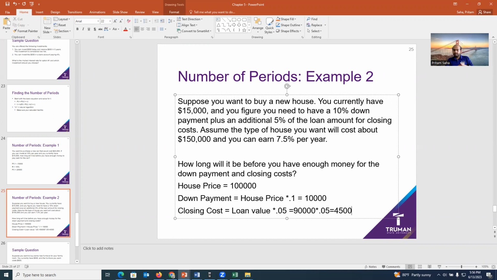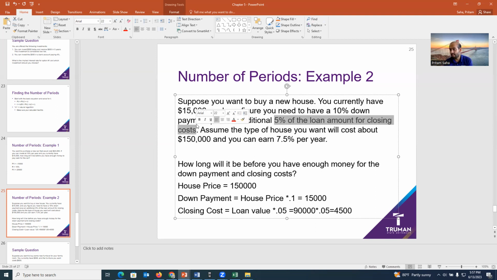Now let's go to the real example. House price 150,000 from here. You are paying 10% down. So down payment is always about the house price. That means 15,000 down. Here they're trying to tell you 5% of the loan amount for closing cost.